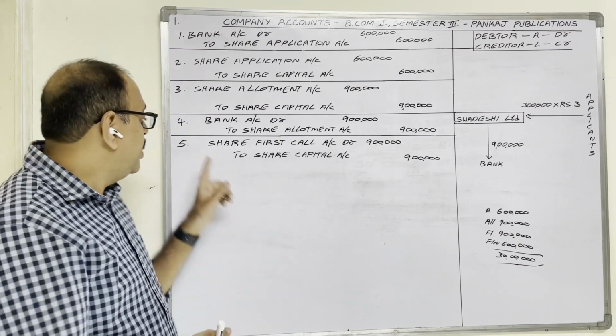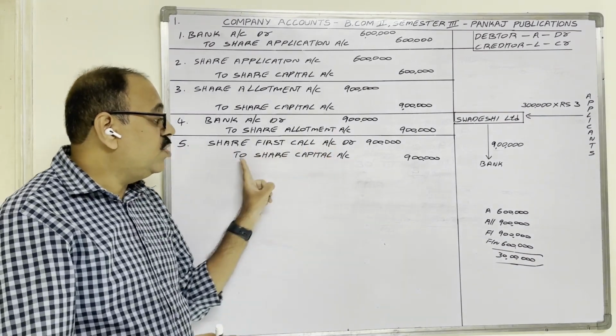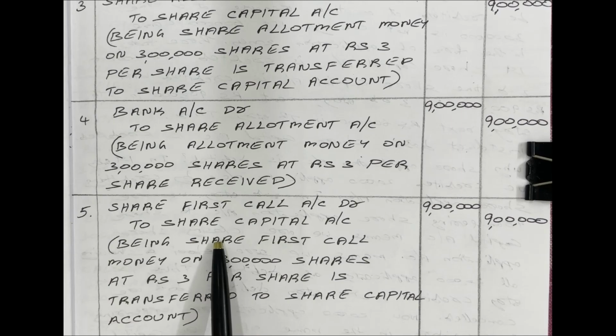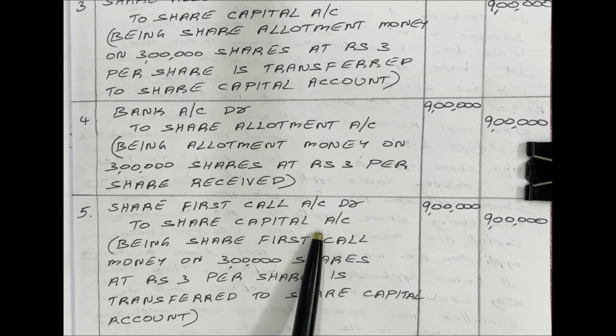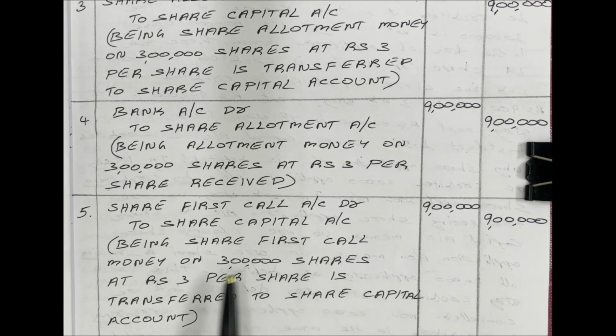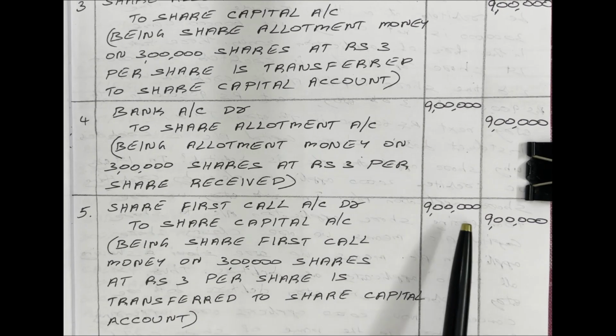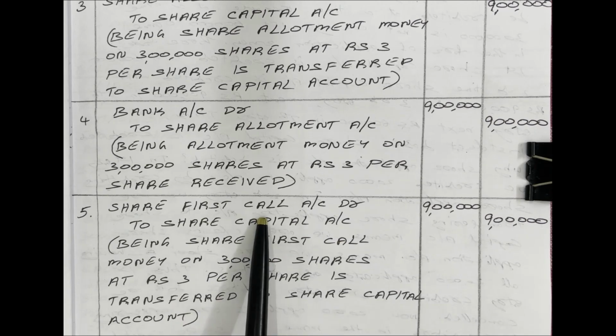So the final entry, fifth entry is share first call account to share capital account. This is the fifth entry. Share first call account debtor to share capital account. On 3 lakh shares at the rate of 3 rupees each, 9 lakh rupee should come through first call.